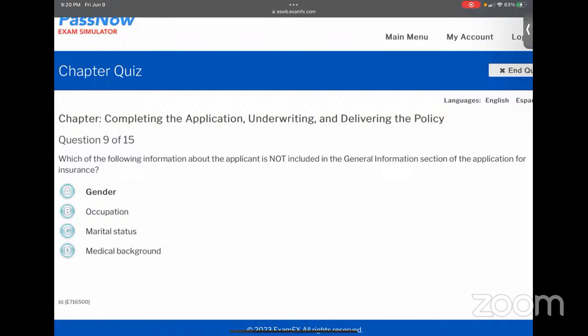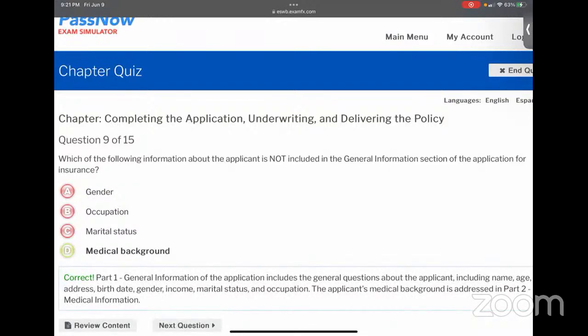Okay. What does the insurance policy make up? General information, and then what's the other part of it? General information. Let me see. Well, take that back, brother. You laid it out. D as in dog. There we go. Oh, okay. Right, medical background. They're not asking any medical background in the general information because the medical background is its own section. Oh, okay, I see now.